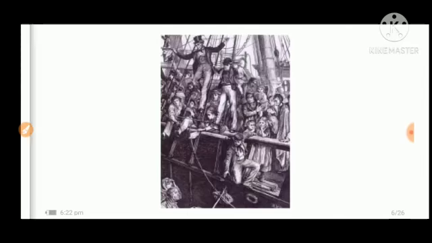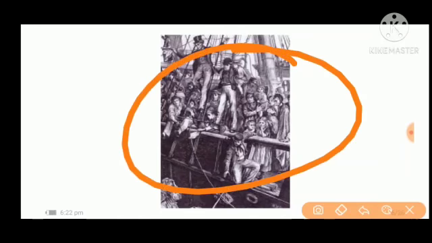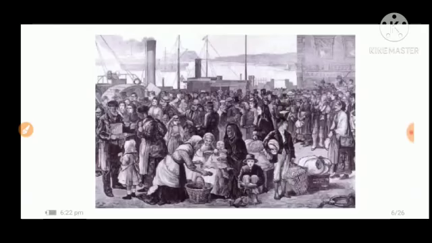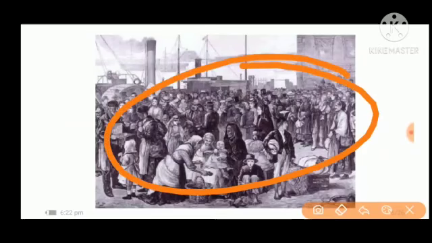Now, here in this picture, you may see how the workers are emigrating from Europe to America, totally laden on the ships. And here you can see another picture in which people are waiting for the next ship to come and take them over.